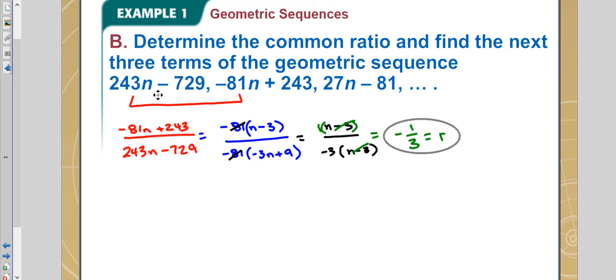Now you could just look at it and see, especially as you get through here, that every time it looks like we're getting divided by -3 for each value. So if I wanted to find the next three terms, I would take that 27n minus 81, and you could think of it as multiplying by negative 1/3 or dividing by negative 3. So if I divided that by negative 3, the first term I would have is negative 9n plus 27. Then dividing by negative 3 again, I would get 3n minus 9, and then one more time, divide that by negative 3, and I would get negative n plus 3. These would be my next terms here.